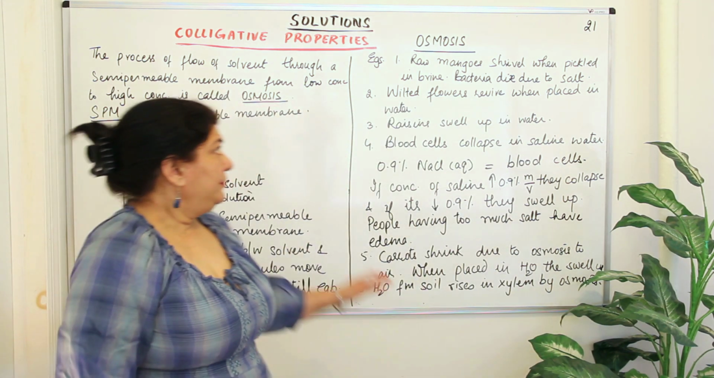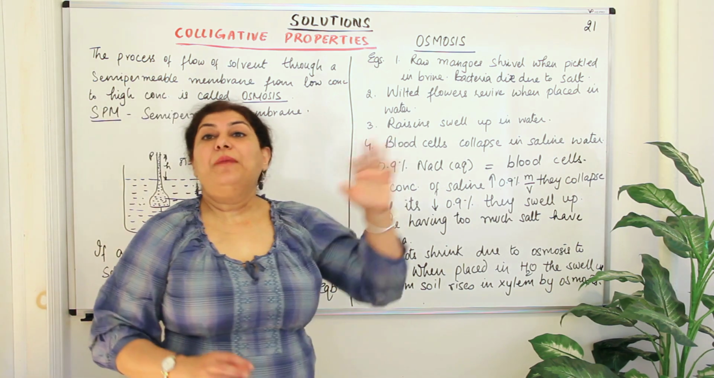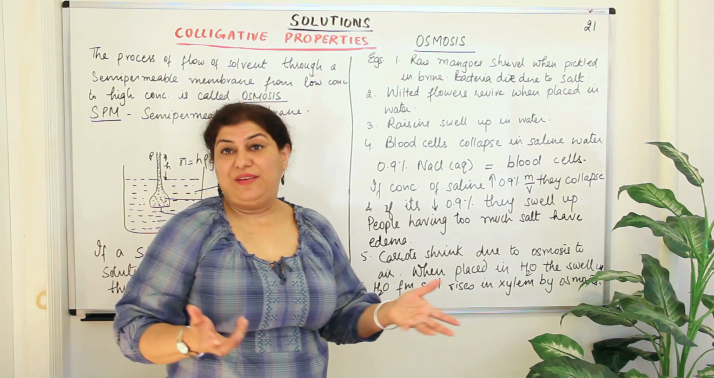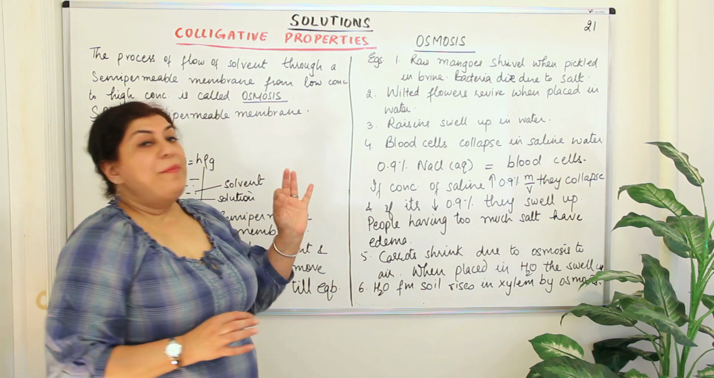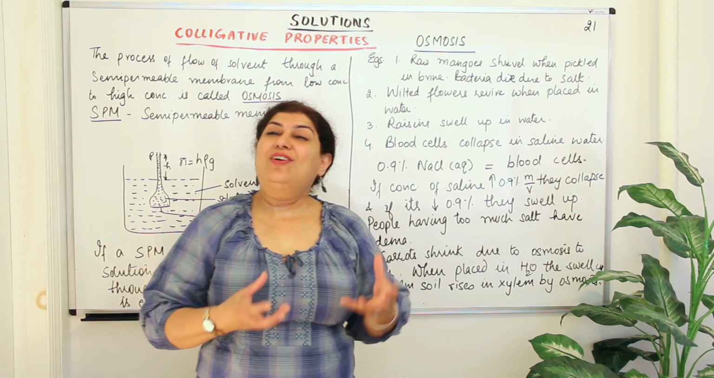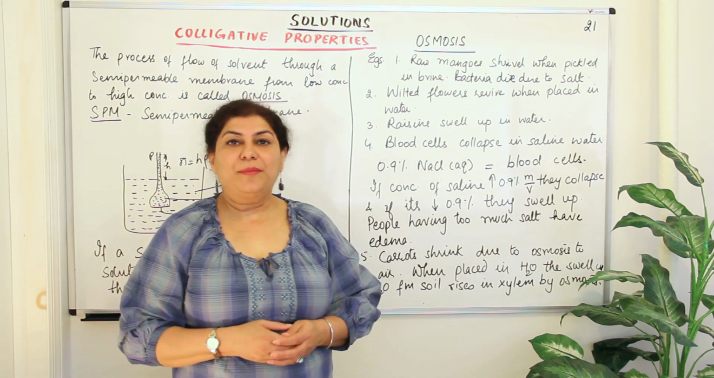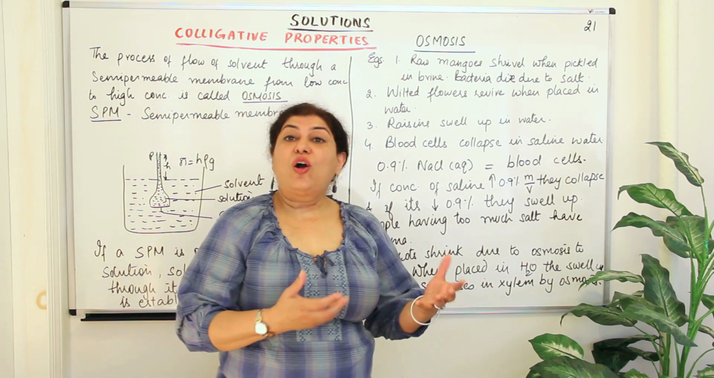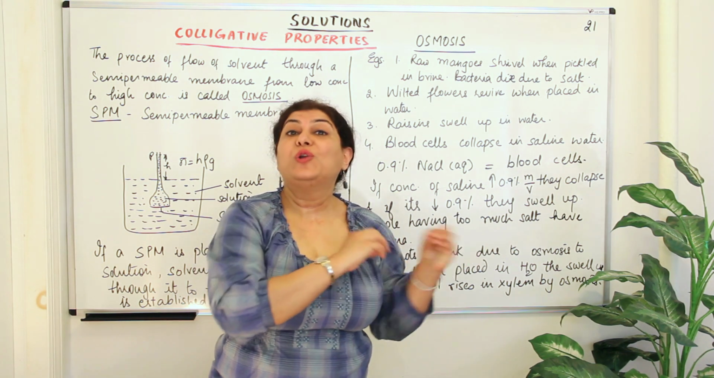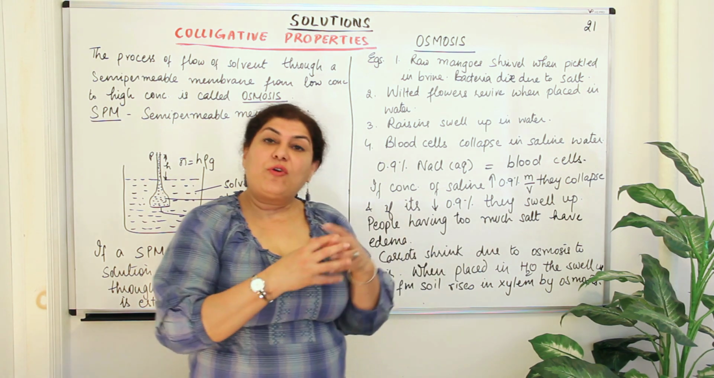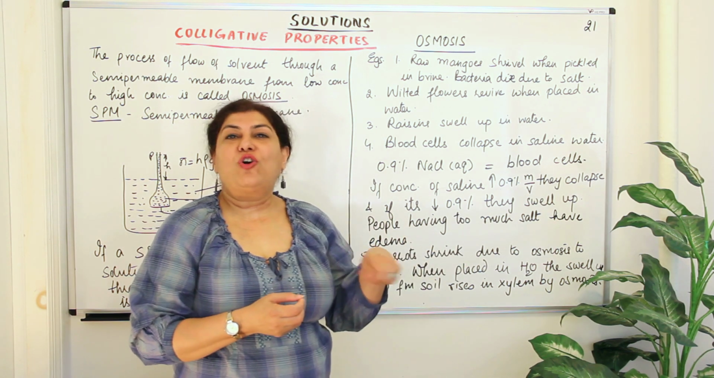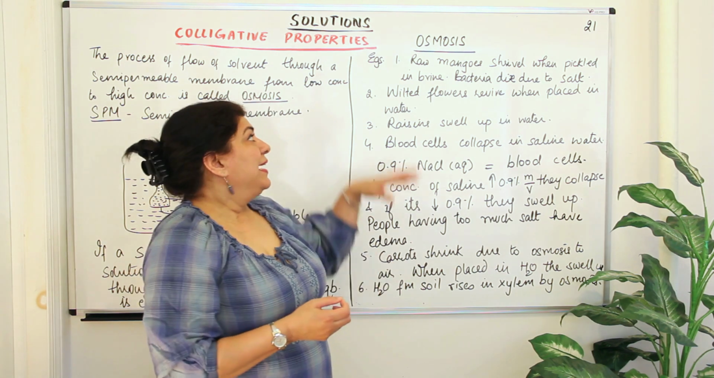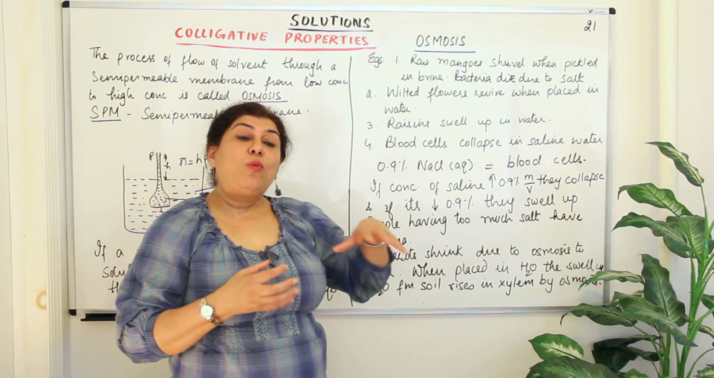The solvent molecules keep entering the solution till the equilibrium is established between the solvent and the solution. If we take a few examples of osmosis in real life: raw mangoes, we do pickling of mangoes. We make mango pickles in the summer because mangoes are abundant in the summer. And in India, it's a common practice to make pickles for the whole year in the summer. So you take raw mangoes and you put a lot of salt on them. And when you put a lot of salt, what happens?